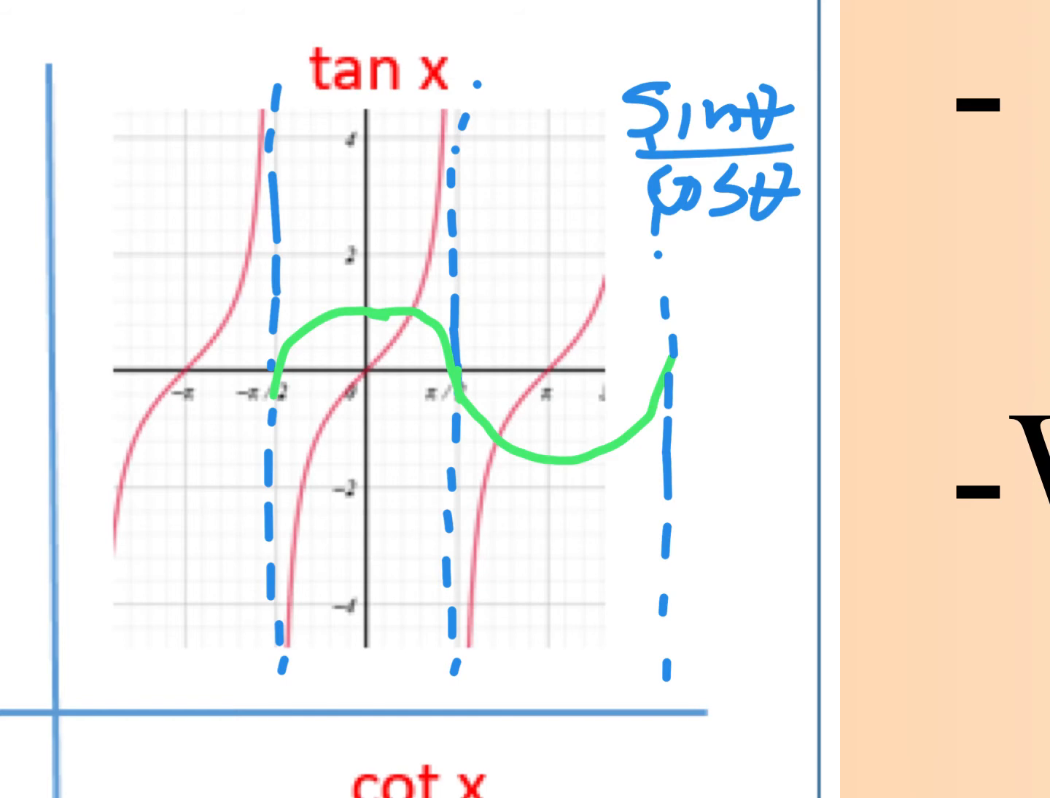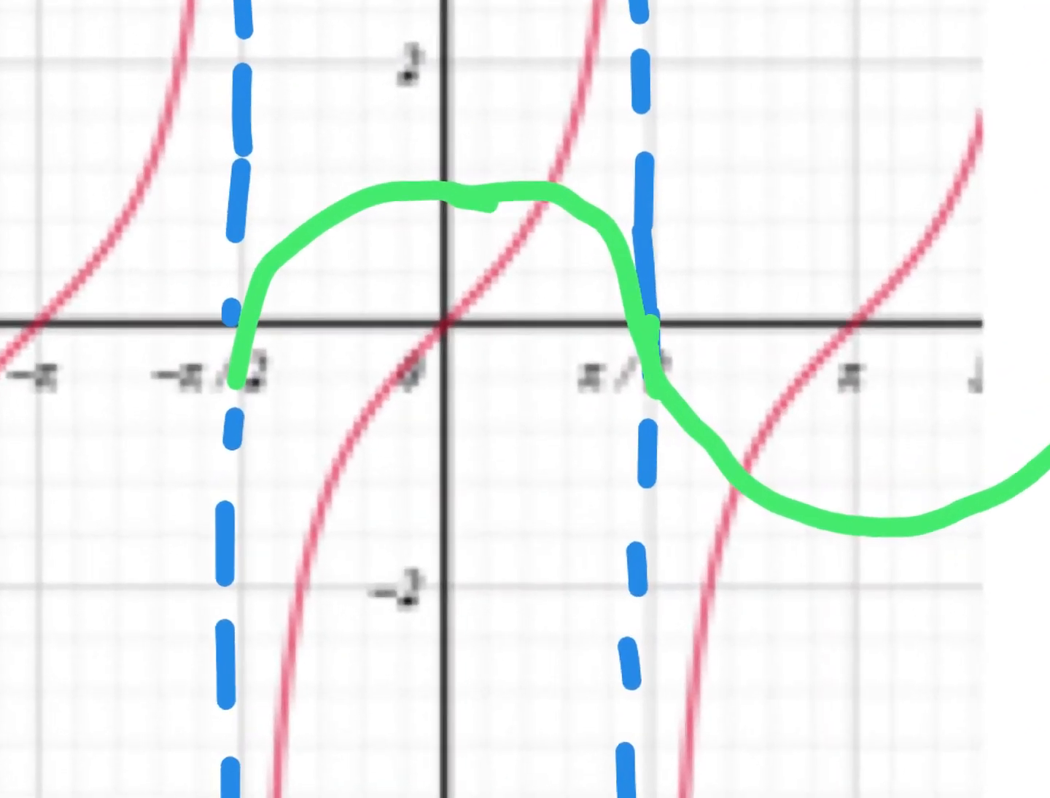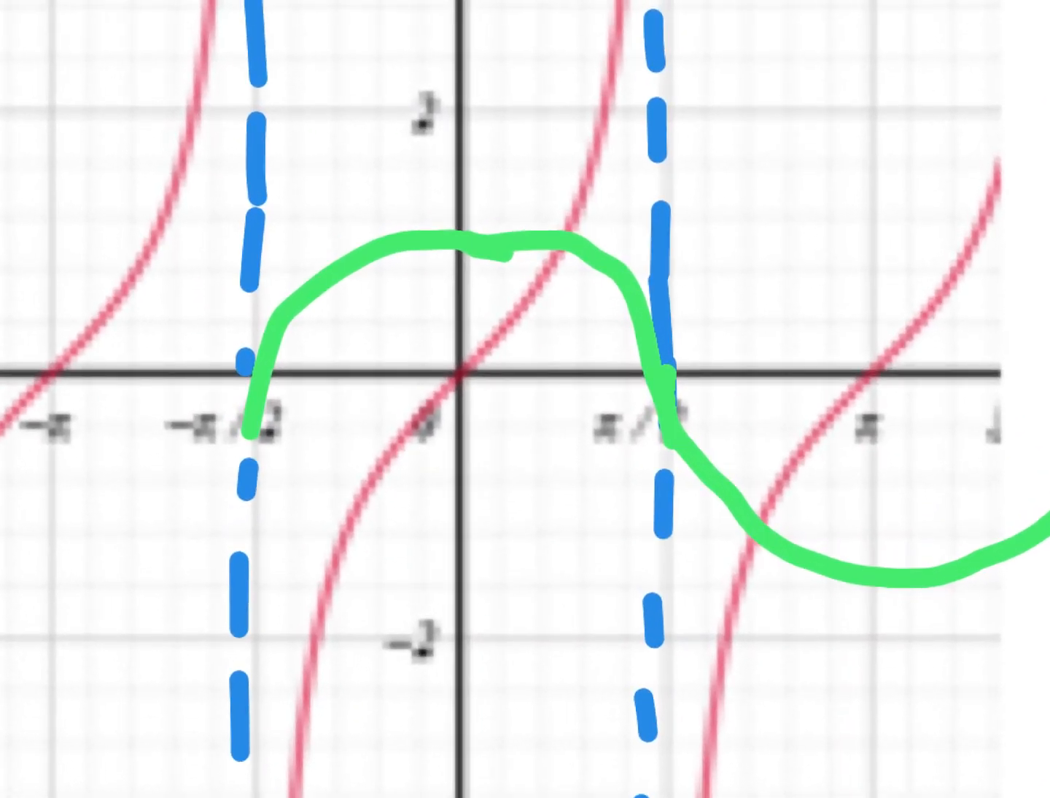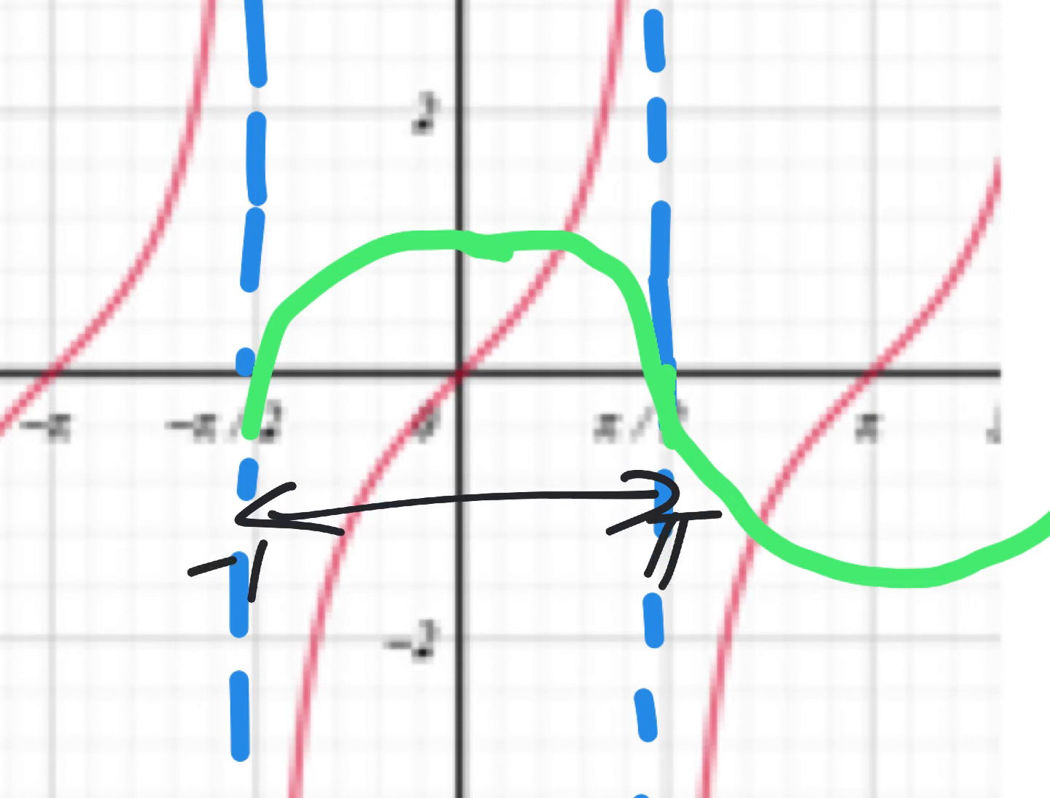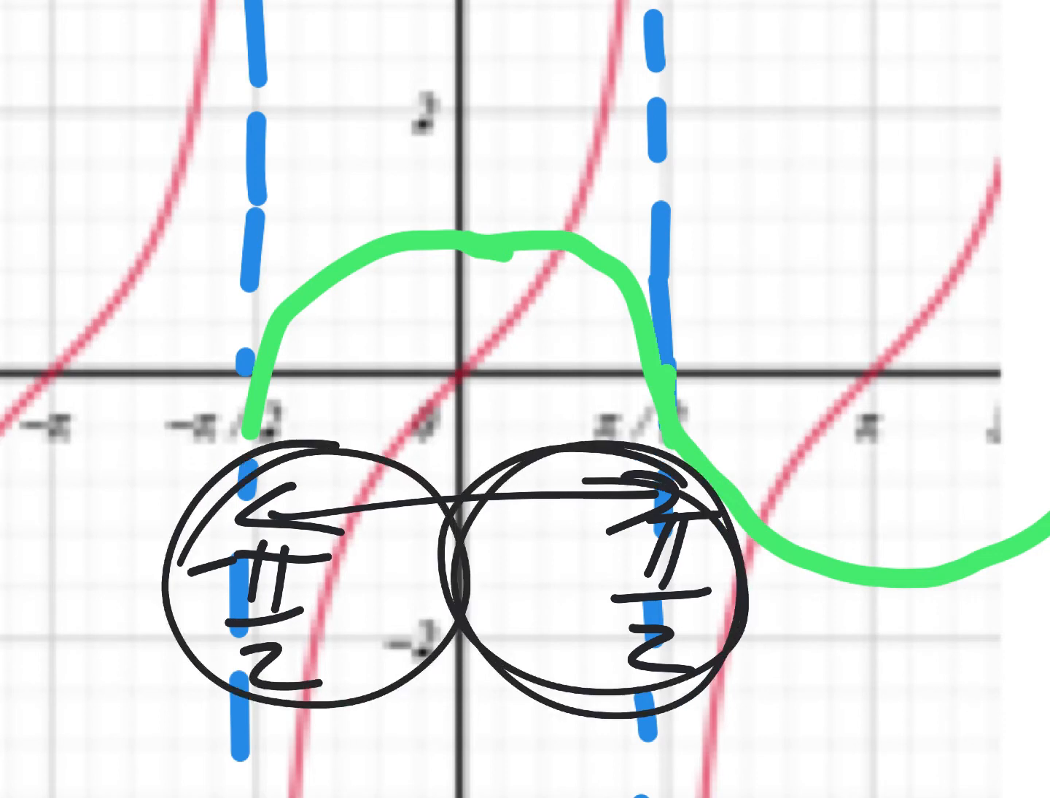Now, one of the things that's key about tangent that you need to understand is this period right here is 1 pi. But then some people think, oh, it's 1 pi, so then this is pi and this is negative pi. No, then it would be 2 pi. So it's not pi and negative pi, it's pi over 2 and negative pi over 2. Half of a pi this way and half of a pi that way equals a period of 1 pi.